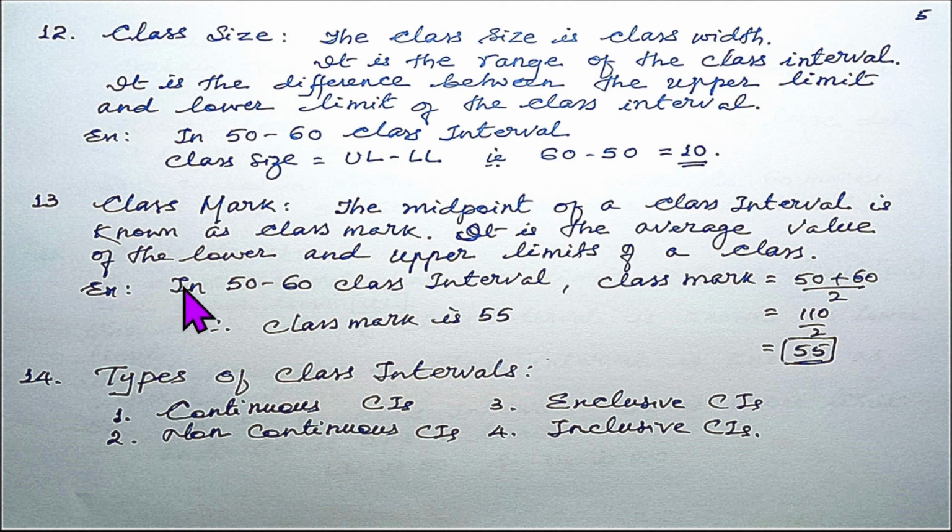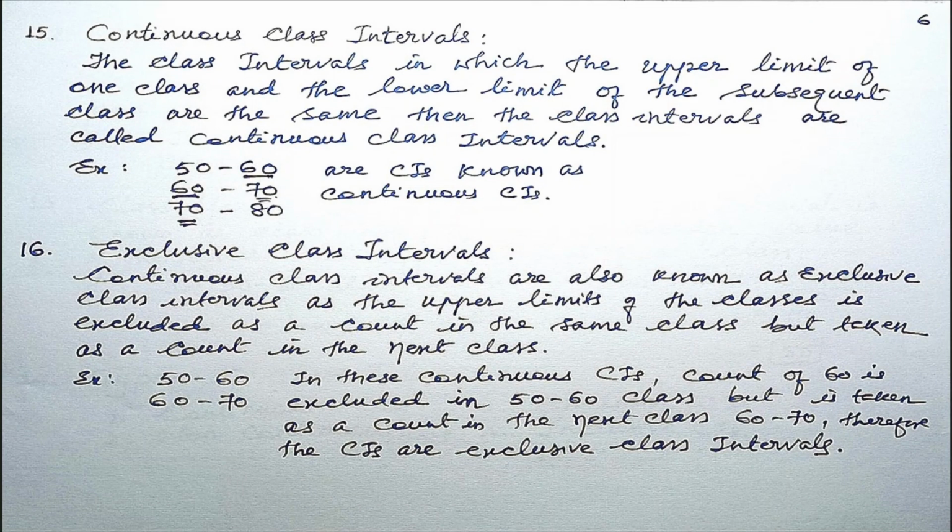Now there are different types of class intervals. We have continuous class intervals, non-continuous class intervals, exclusive class intervals and inclusive class intervals. Let us study one by one. Now what are continuous class intervals? The class intervals in which the upper limit of one class and the lower limit of the subsequent class are the same are called continuous class intervals.